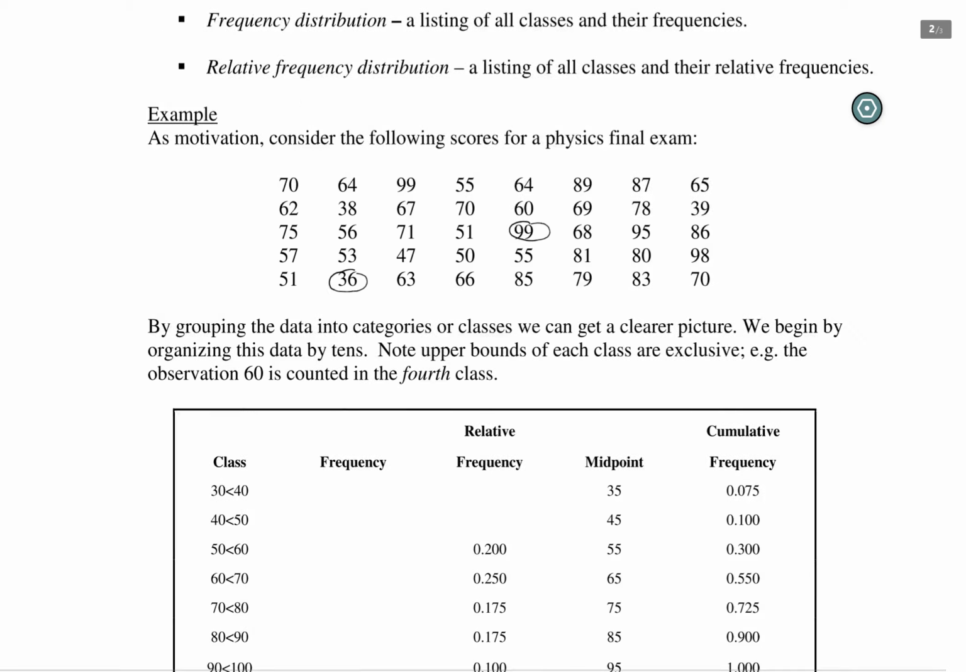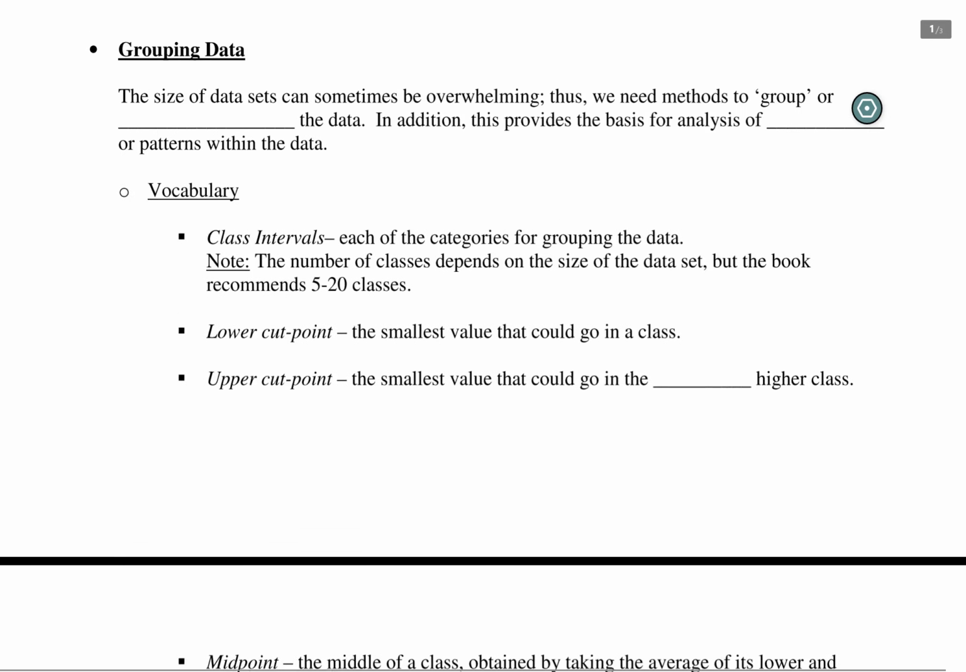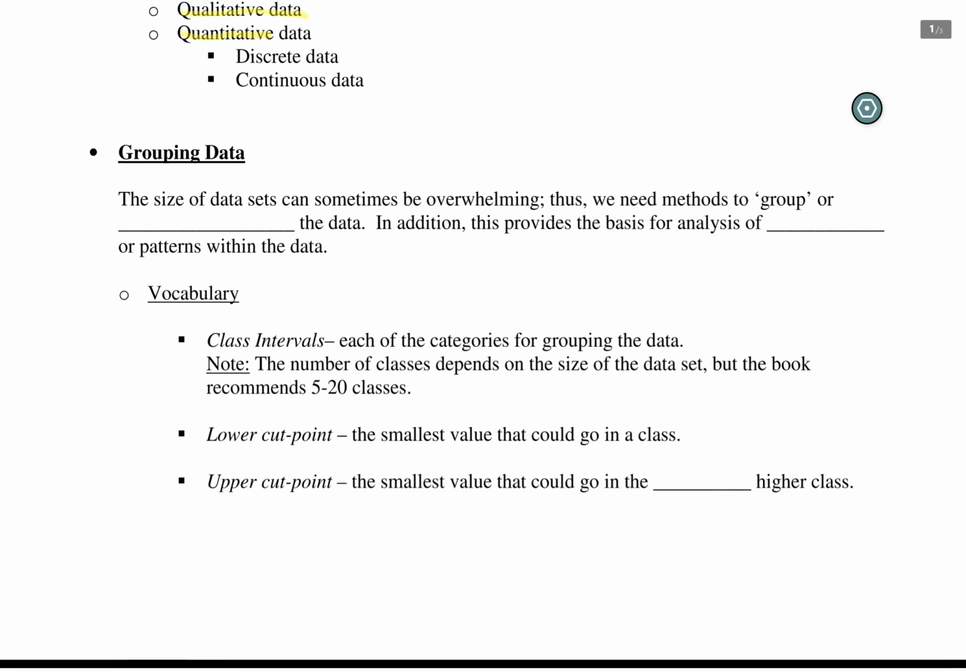And so what we'd like to discuss here is to consider methods of grouping or summarizing the data. When we do that, we get a better picture of what the data says, the process that generated the data. And in doing this, it also provides a basis for analysis: if we see any trends or patterns in the data, then these sorts of grouping techniques can help us get to that point and observe such patterns or trends.